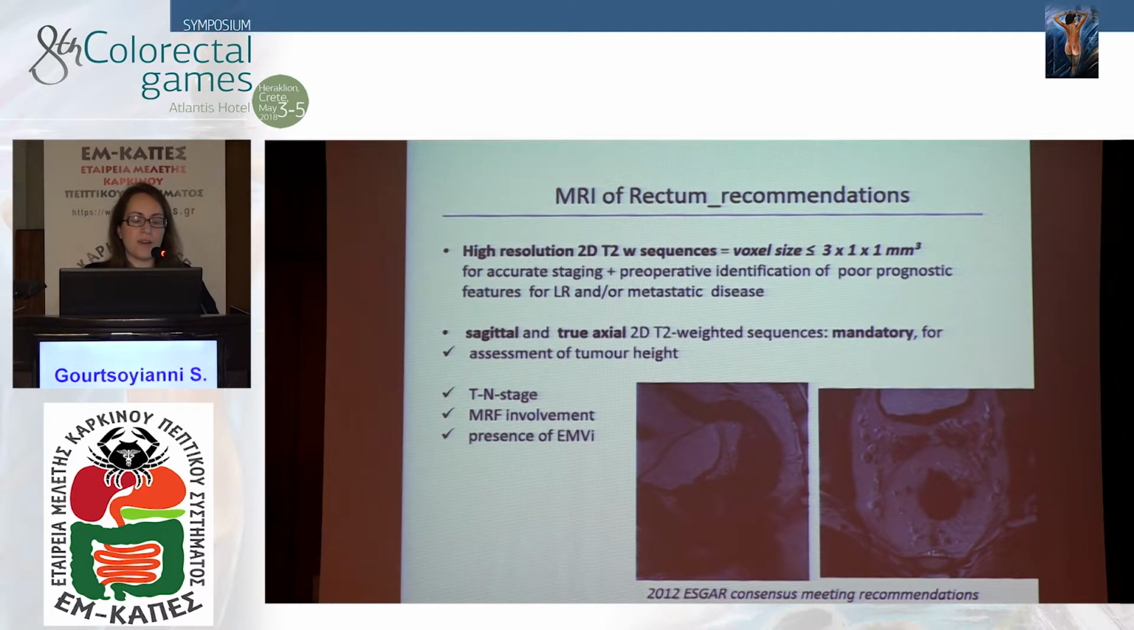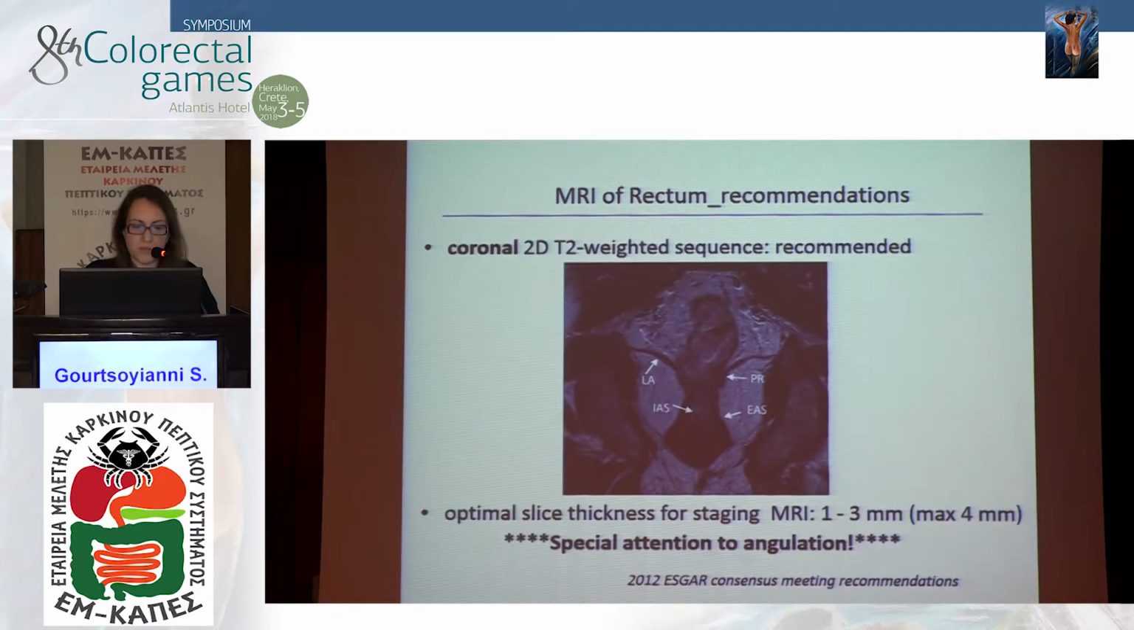and these are important to be obtained on a sagittal and on a true axial plane in order to assess the height of the tumor, in order to provide information regarding the T and the N stages, to see whether there is any mesorectal fascia involvement, and to identify the presence of extramural venous invasion.